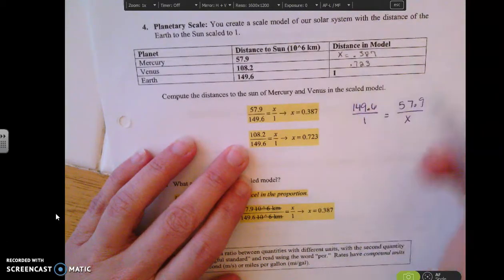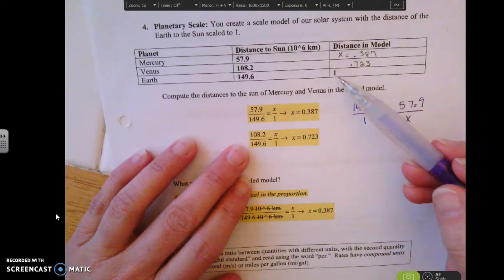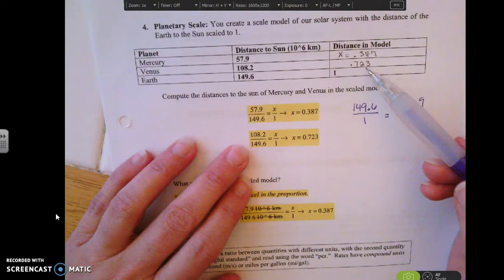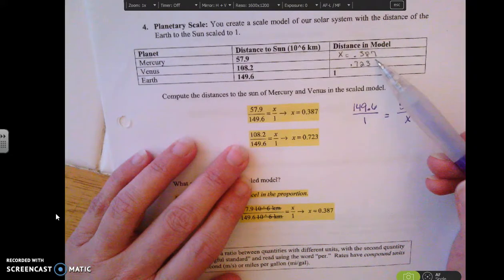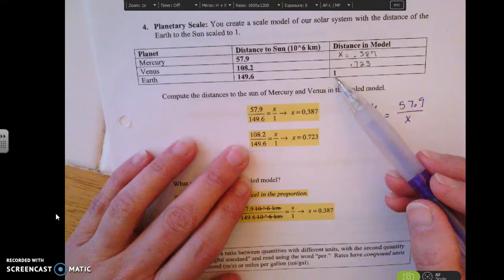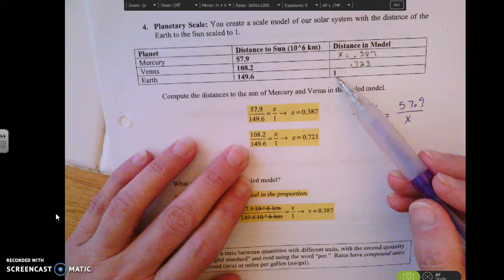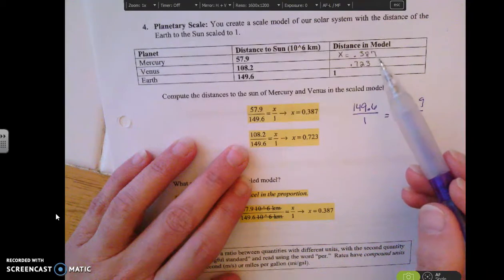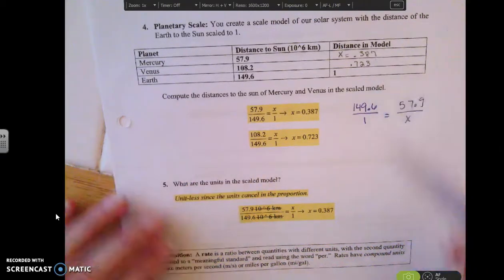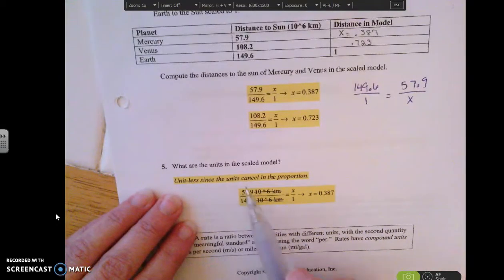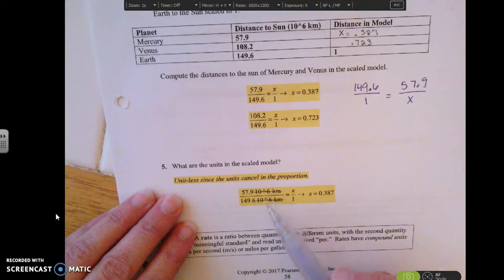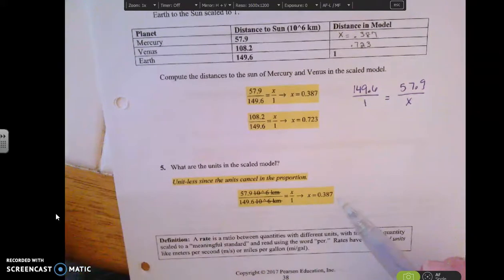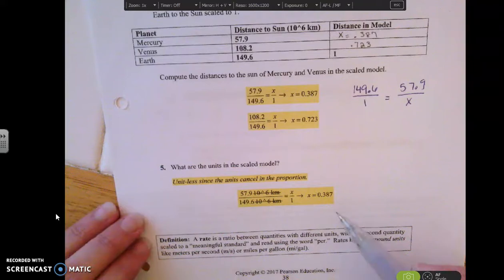So what exactly does that mean? It means, for example, if I create a scale and the Earth is 1 foot from the Sun, then Venus would be 0.723 feet from the Sun, and Mercury would be 0.387 feet. If I created it and Earth was 1 inch from the Sun on my scale, then Venus would be 0.723 inches and Mercury would be 0.387. So we call this a unitless scale because basically the units don't really matter. It could be feet, it could be inches, whatever you're trying to do for your scale, you could set it up.